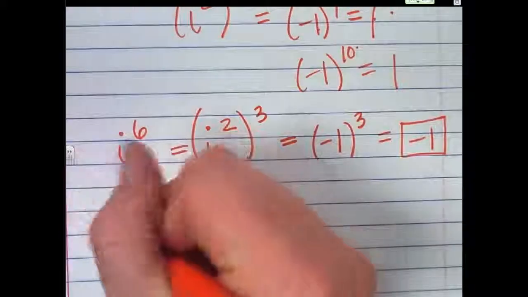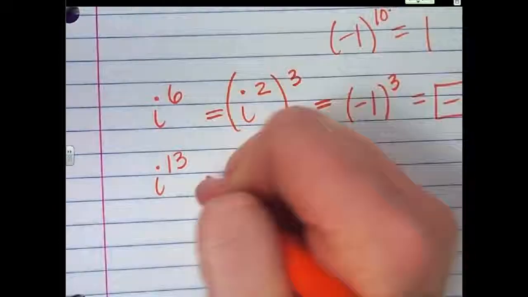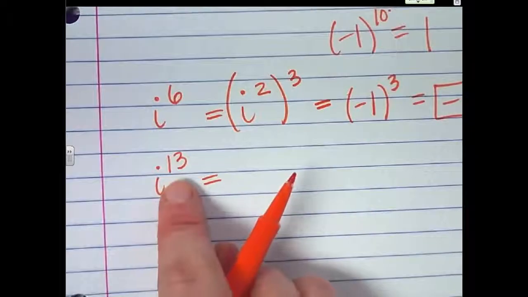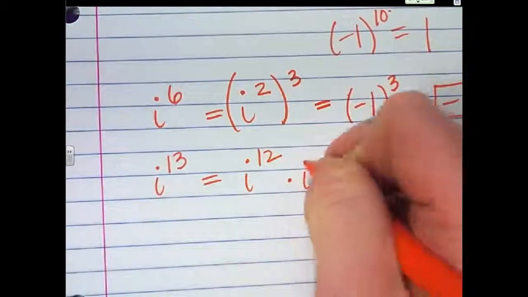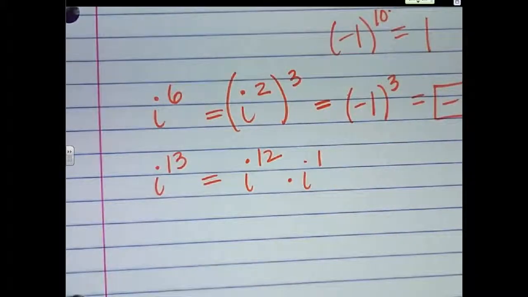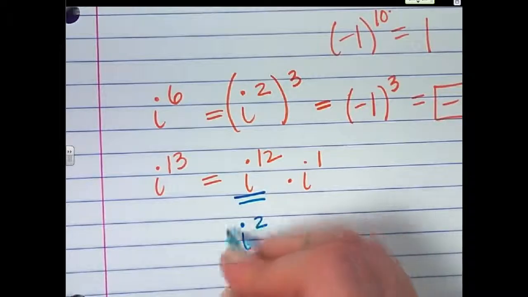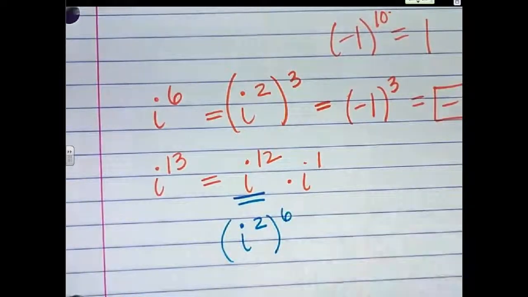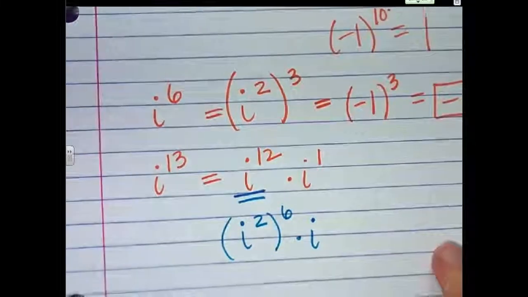Okay, so let's do a different one. Let's do i to the 13th. Now if I divide that by 2, it doesn't come out evenly. So I'm going to split it up into i to the 12th and i to the 1st. So take this one, because this is the even one, and let's divide it by 2. So i squared to the 6th. And then I still have this lingering i right here.